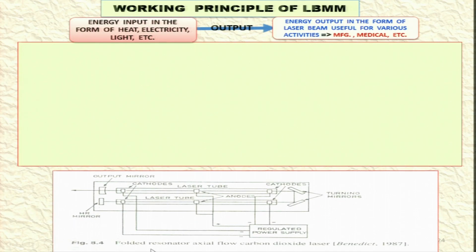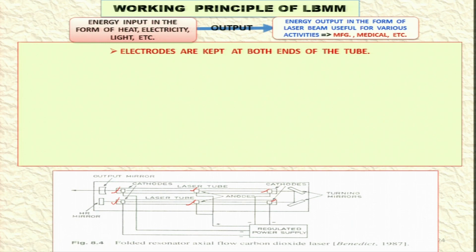This is the folded laserinator axial flow carbon dioxide laser taken from the book by Benedict. You can see over here, this is the output mirror which is partially reflecting. This is a highly reflecting mirror which has 100% reflectivity, and here are the anodes, these two, they are the anodes and these are the cathodes in the system. And you have the turning mirrors which are reflecting the laser beam, and here the regulated power supply is over there.